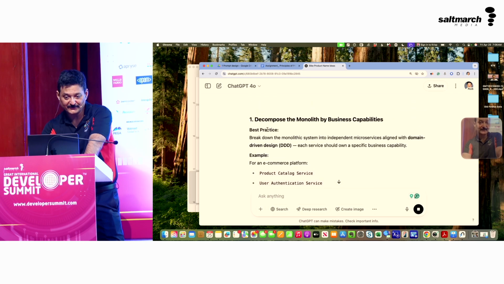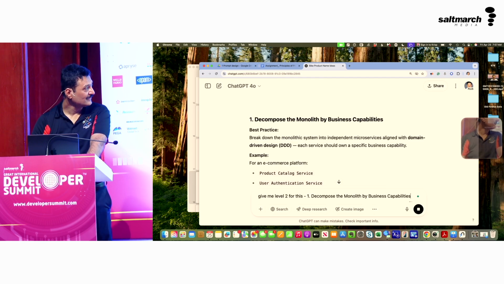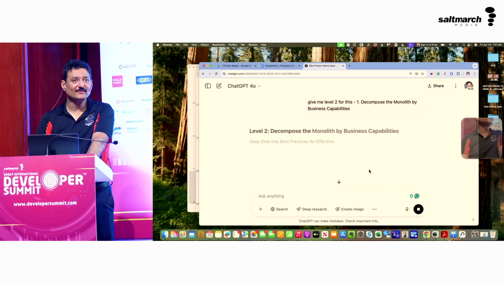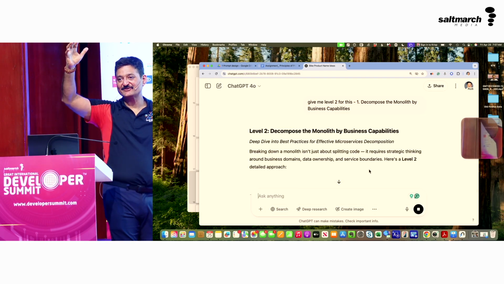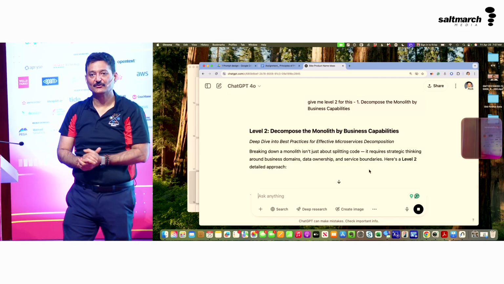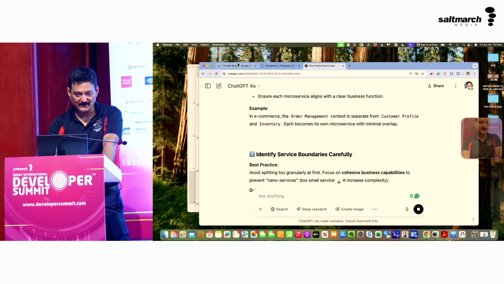Now, what can I do here? I can pick the first one, business capabilities, and then try to give me level 2 for this. What did I do? I did level 2 for the number 1 capability which I'm trying to do here. So that's what I'm trying to do. I'm doing level 2 for that. What does that mean? You can think about ChatGPT as having multiple levels. You drill down into each and every level. So that's what you gain by doing that. So you're able to do it using this.